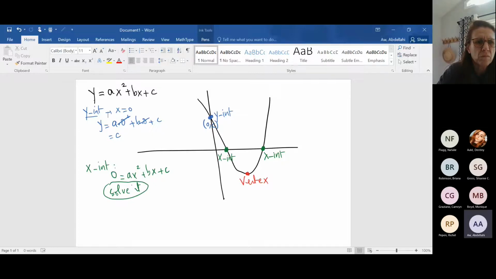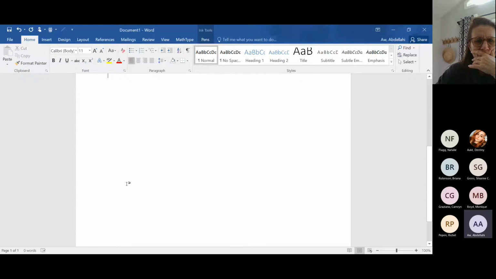Okay, so the vertex, we saw how to get last time. The y-intercept needs no calculation; it is going to be c. The x-intercept, eventually, you're going to have some calculations to do. If you have these 4 points, then you are ready to do your graph. That is what you're going to learn now. So let's do a first example together.